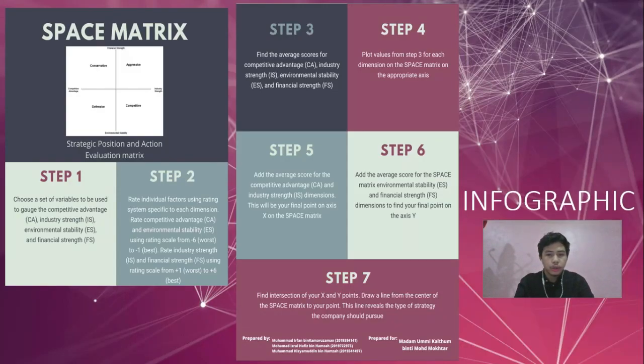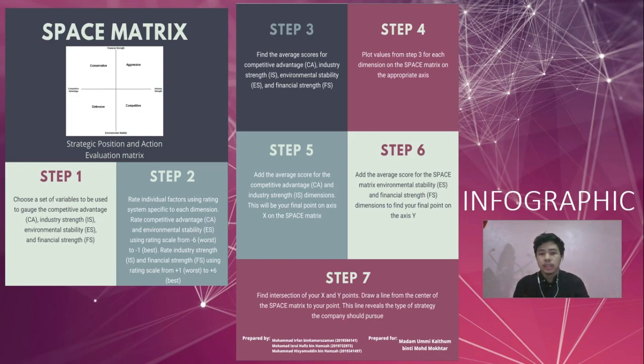So we continue with step 5. Step 5 is to add the average score for the competitive advantage and industry strength dimensions. This will be your final point on the x-axis of the SPACE matrix. This axis is the horizontal line; you add the average score of the competitive advantage and the average score of the industry strength to get a point on the x-axis.